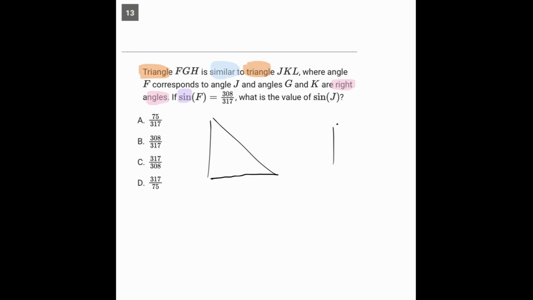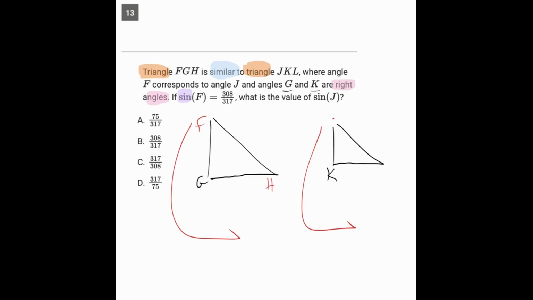Let's draw two right triangles. We're being told that G and K are the right angles. But now the names of them are FGH and JKL. So if we're using the same order, just imagine an order going like this, FGH and JKL. So we're drawing them in that order. And of course, the order doesn't matter too much other than to say that they have to match each other. Even though here they go out of their way to tell you which ones correspond, we should kind of know that already. Now we're hearing that the sine of angle F is 308 over 317.